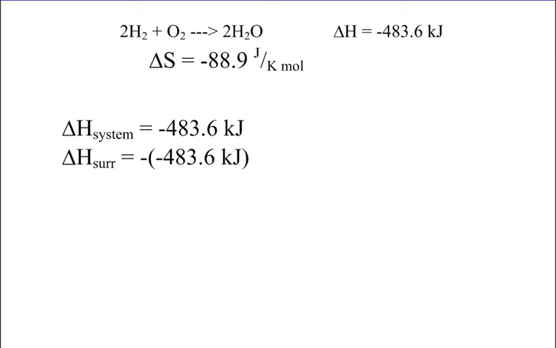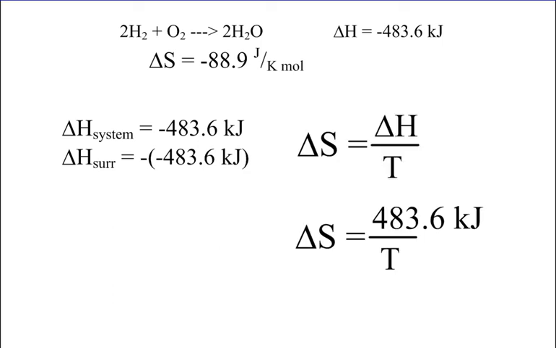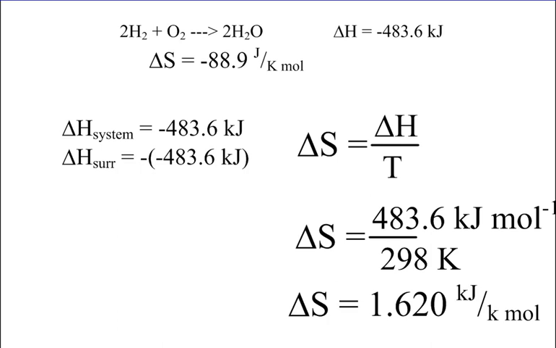And again, the formula for calculating delta S is delta S equals delta H over T. So we go ahead and plug in the delta H for the surroundings. And then temperature, let's assume this reaction is occurring at a comfortable or normal temperature of 25 degrees Celsius. So that's 298 Kelvin. When you divide all that out, you get that the delta S, or the entropy of the surroundings, is 1.62 kilojoules per Kelvin mole.